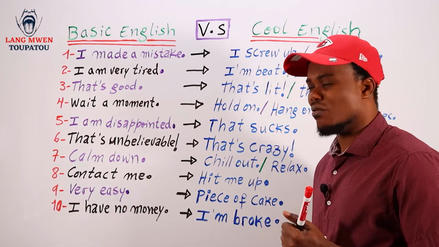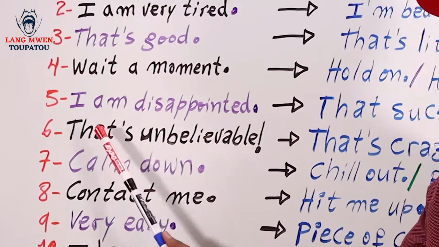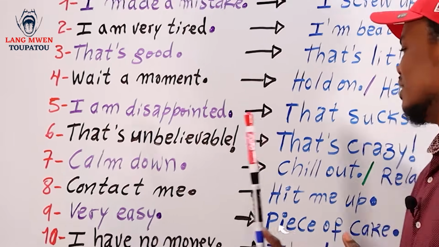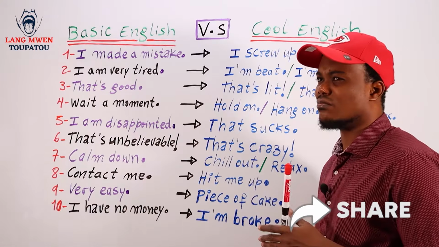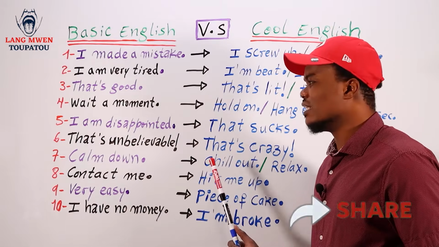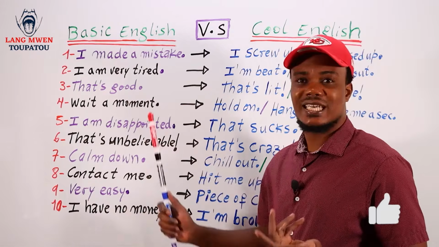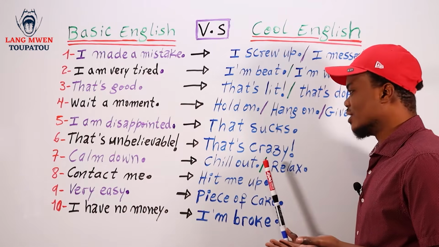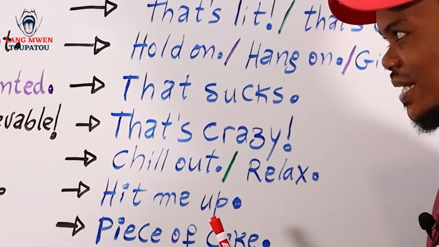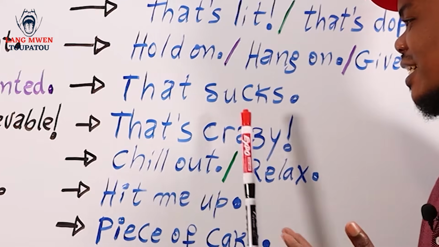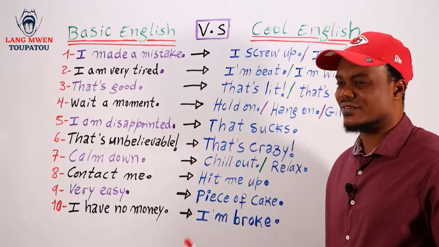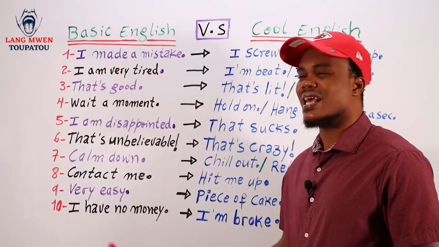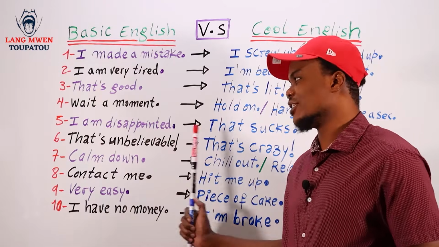C'est même gens qui disent, oh, c'est incroyable. Ou dit, that's unbelievable. That's unbelievable. OK? Son façon pour dire, oh, c'est incroyable. Mais si vous voulez utiliser basic English, you can use the cool English or advanced way to say that. You say, that's crazy, man. That's crazy. Or that's unbelievable.